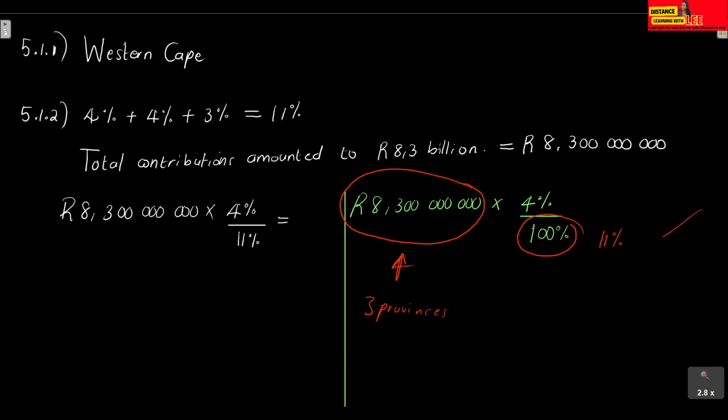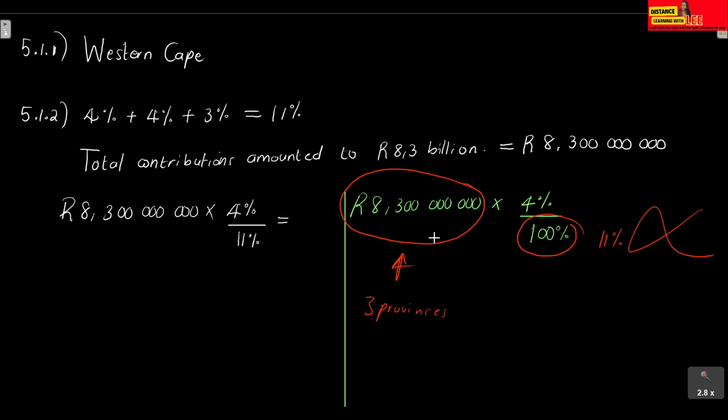Okay, so that is why this approach would be incorrect, right? Because the 8.3 billion only represents the total contributions that were made by the 3 provinces and not all the provinces. So if they gave us a figure and said that this amount represents the contributions made by all provinces, then it would make sense for us to take that amount, multiply it by 4, divided by the 100%, or the percentage of the total contributions that were made by all provinces. Okay, so please, guys, this part is very important.